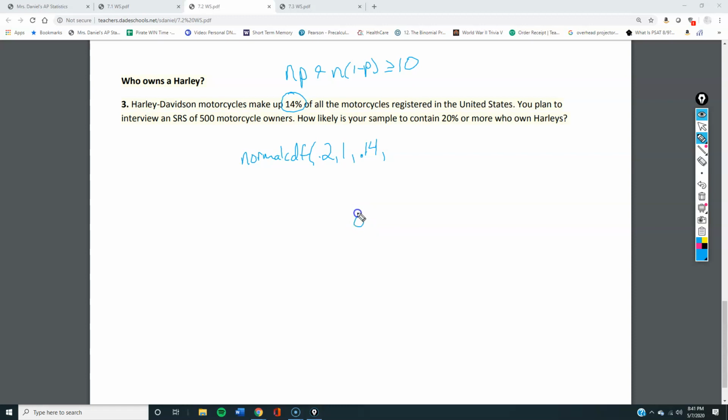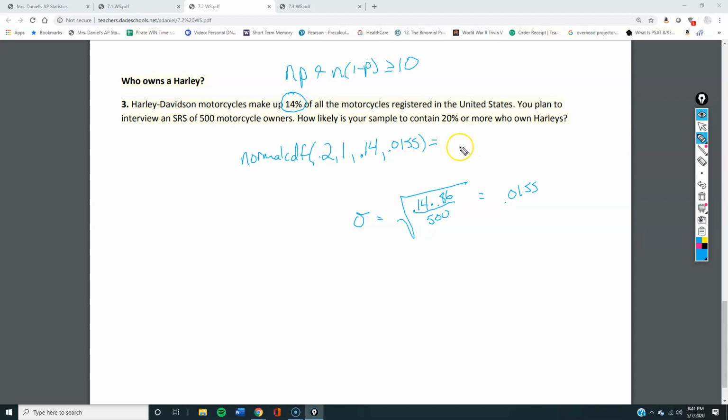Oh no, what's my standard deviation? Well, I have to go through and find it again. The square root of p, which is 0.14, times 1 minus p, which is 0.86, all over my n, which is 500. When I plug that in my calculator, I got 0.0155. So that's my standard deviation of the distribution.